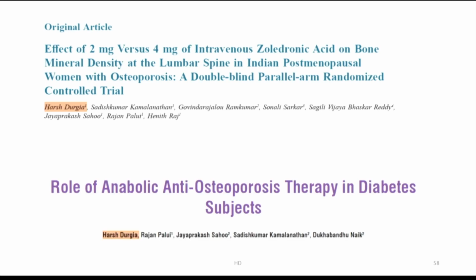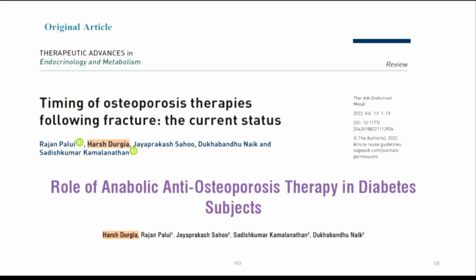This is a few of my research papers that I have published in the last few years in osteoporosis.